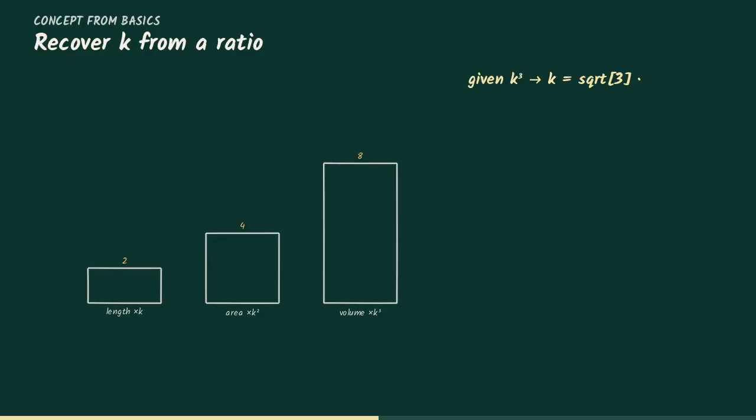Run it backwards. If volumes are 27 to 1, then k cubed is 27, so k is 3, not 27. Always take the root that matches the dimension you were given.